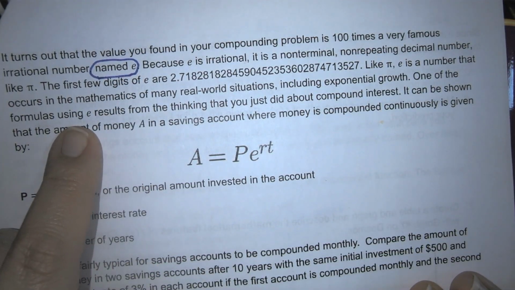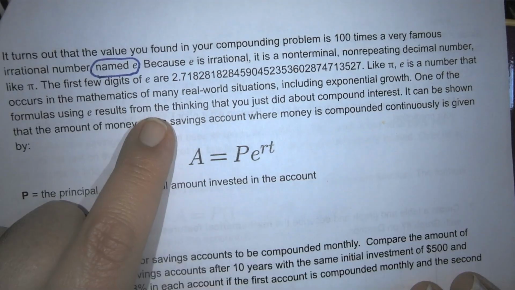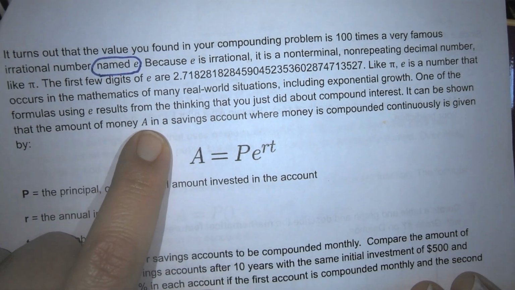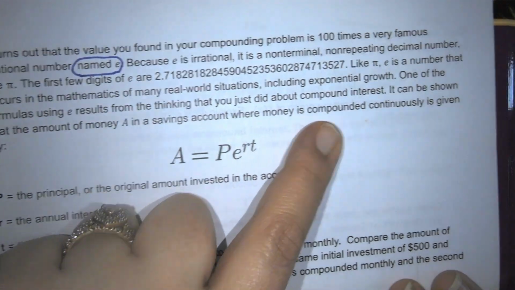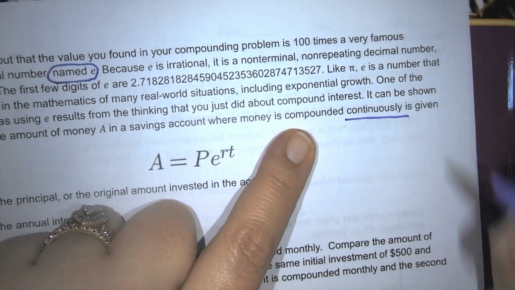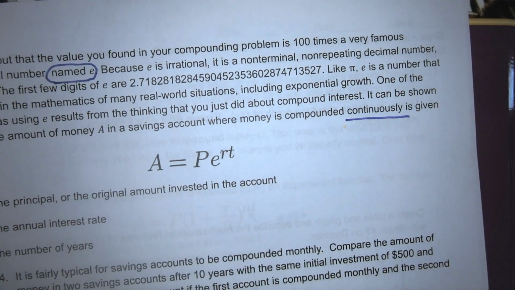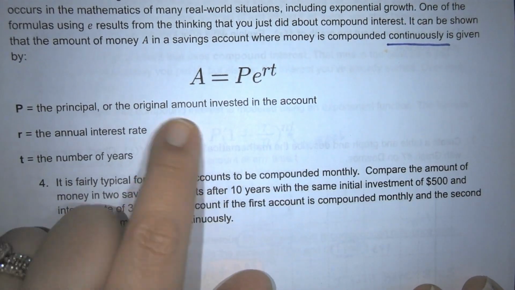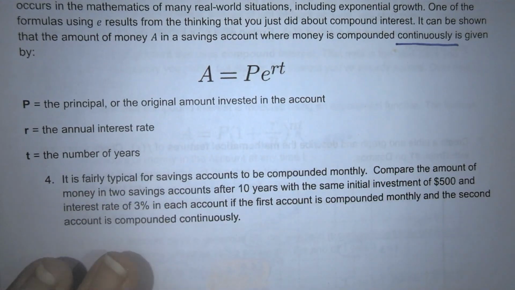One of the formulas using e results from the thinking that we just did about compound interest. It can be shown that the amount of money, A, in a savings account where money is compounded continuously, so faster or even more often than hourly, continuously, forever, like every second it's compounding the interest again and again and again. So whenever you see this word continuously, that means we're going to use this formula instead. So we've got two formulas to look at, and they look very similar. This one's a lot shorter, though. They use a lot of the same information.